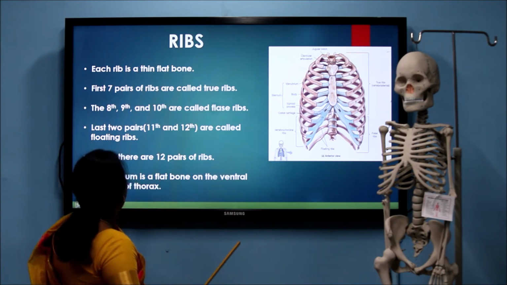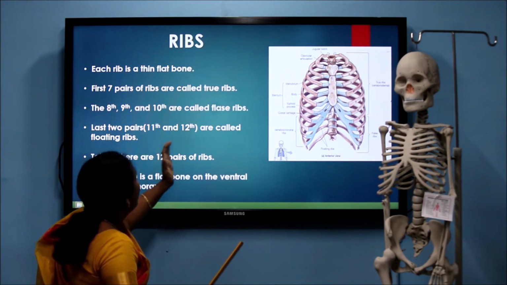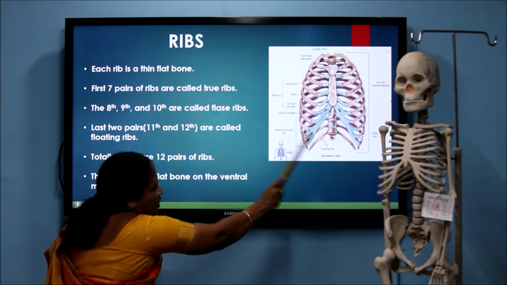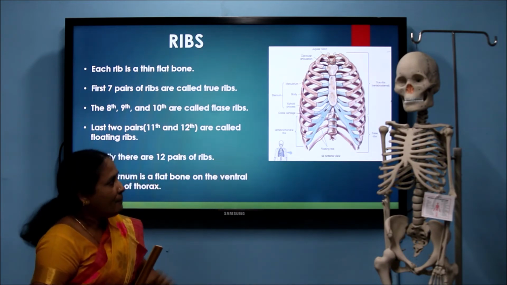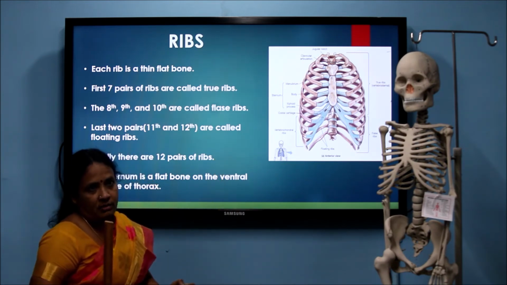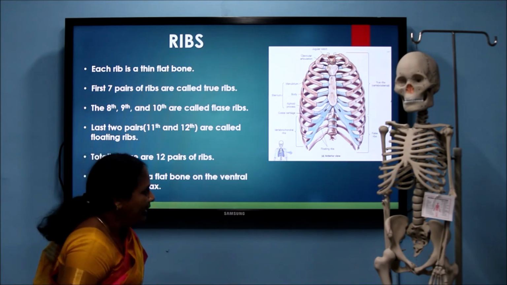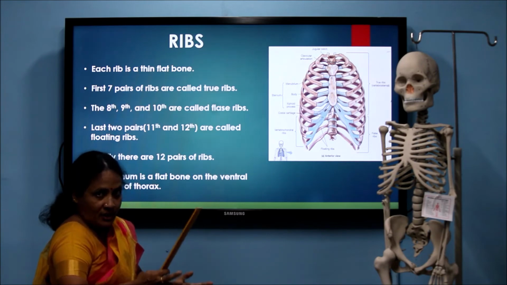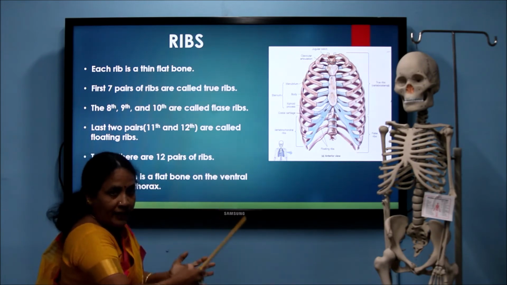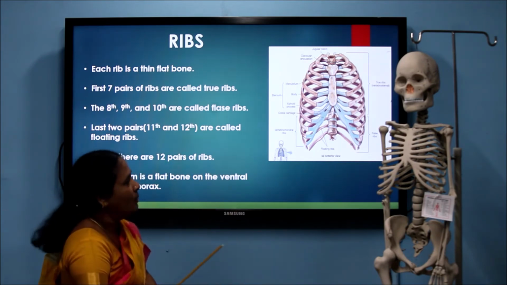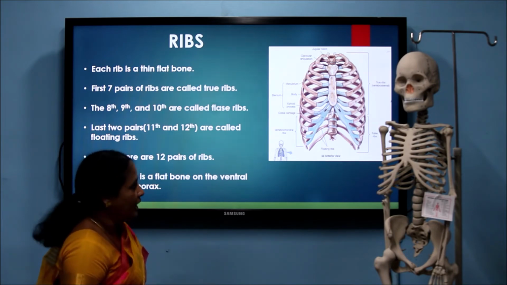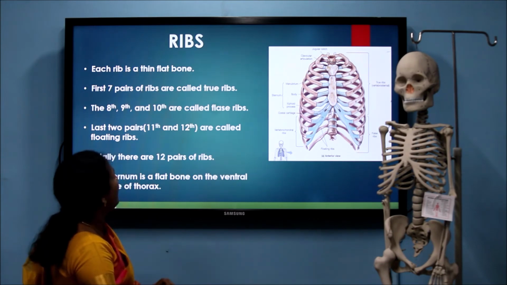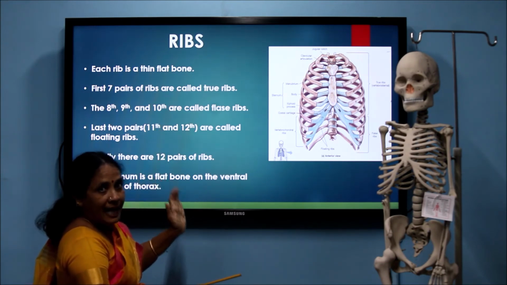Then the last 2 pairs, 11 and 12, are called floating ribs. They are attached only to the vertebral column, but not to any sternum or any ribs. One side they are attached dorsally, but ventrally they are not attached to any bones, ribs or sternum. They are floating, so they are said to be floating ribs. In this way the ribs are classified.